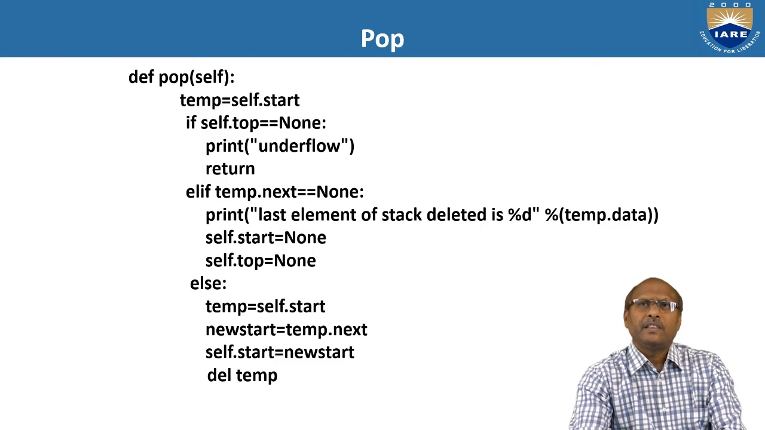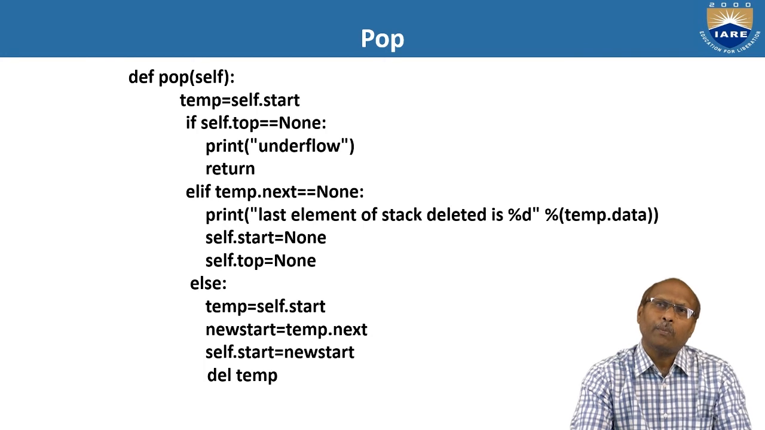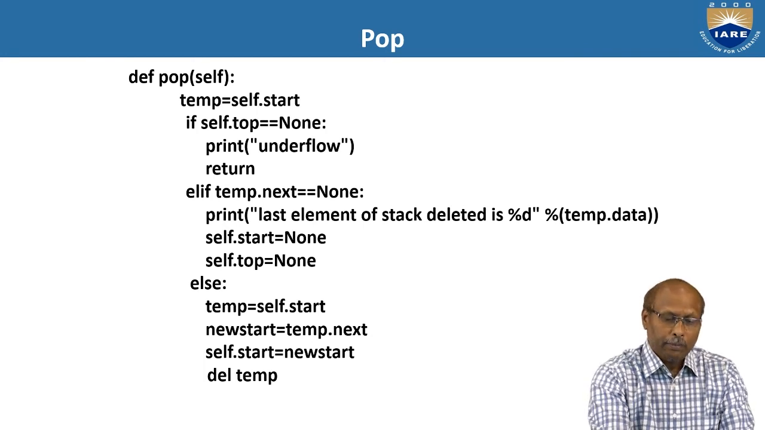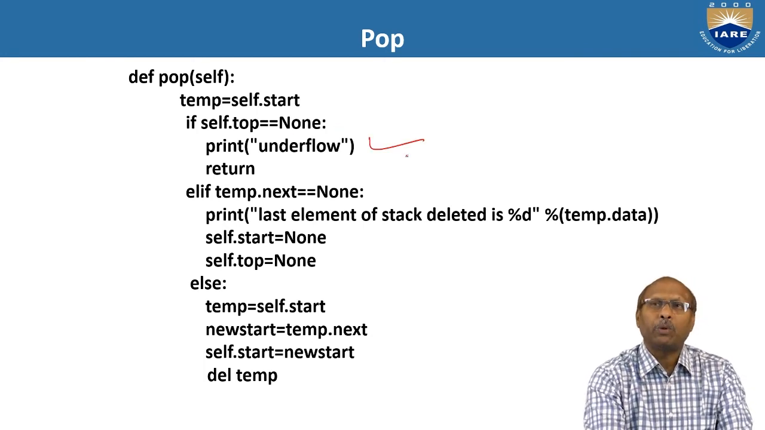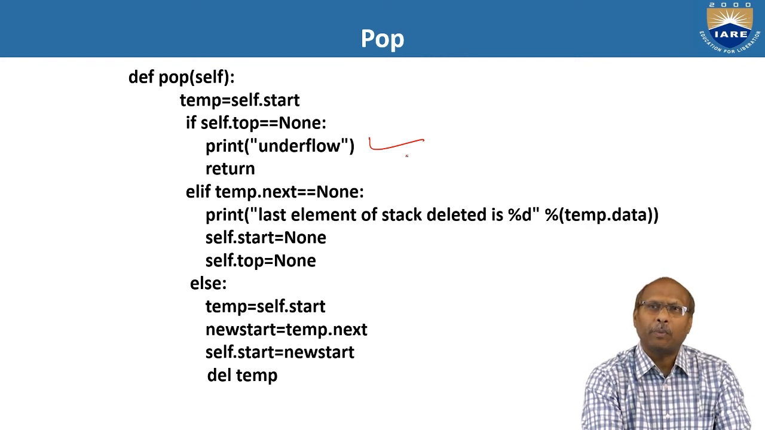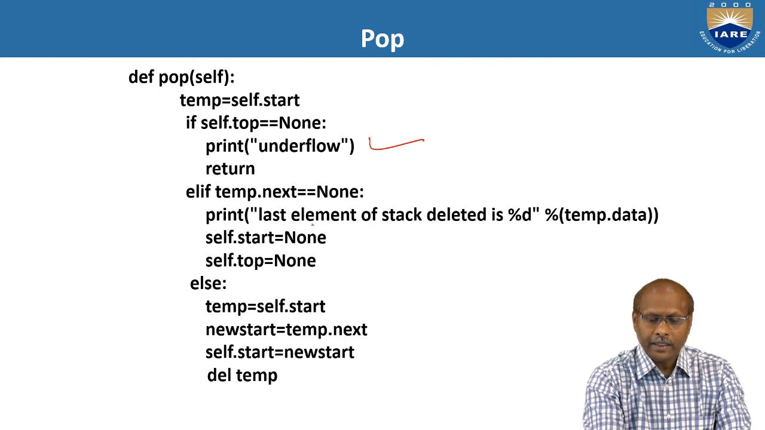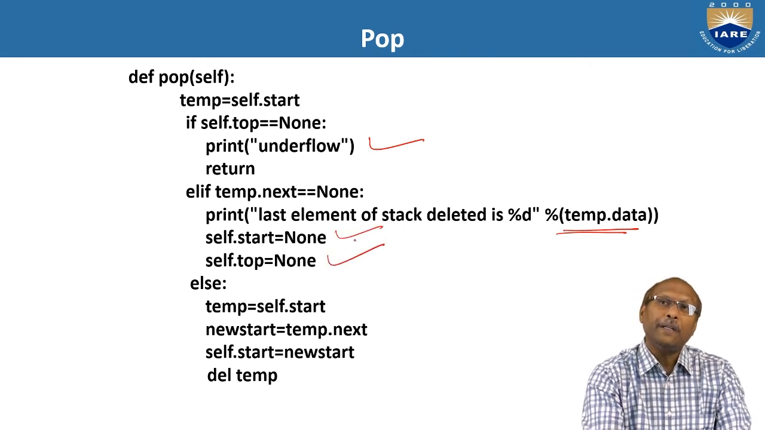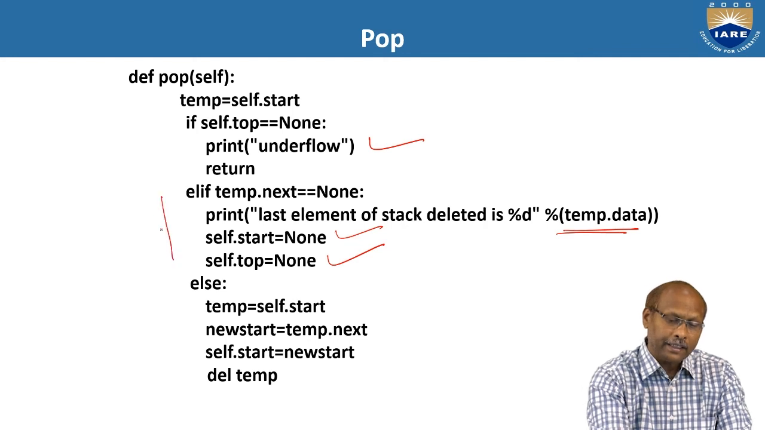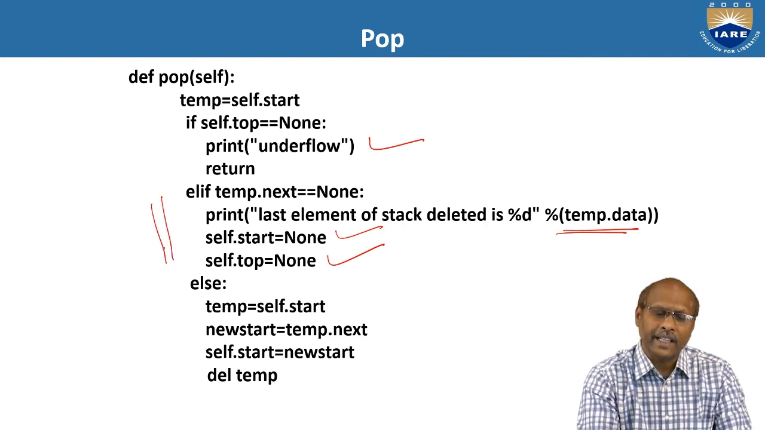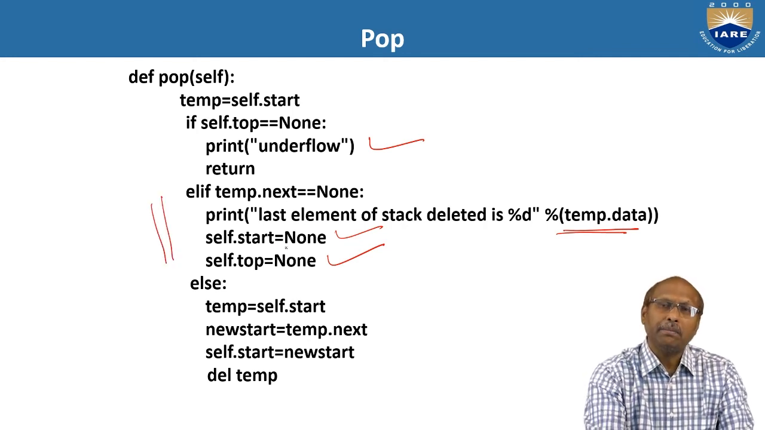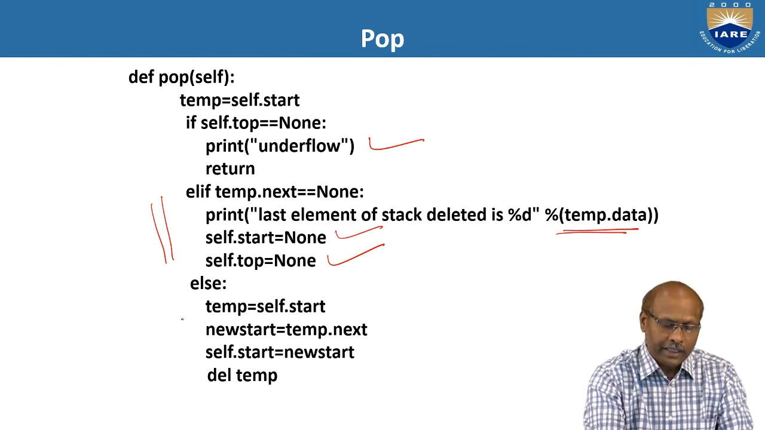Similarly, pop. When you are popping, the topmost element has to pop out. If self.top is None, then you say underflow. There is no more element, so you cannot pop out. If temp.next is None, then the last element of the stack is deleted and you print which data is deleted. Make start None as well as top None. That is the single element case, when the stack contains only a single node. If the stack contains more than one node, then the other case applies.